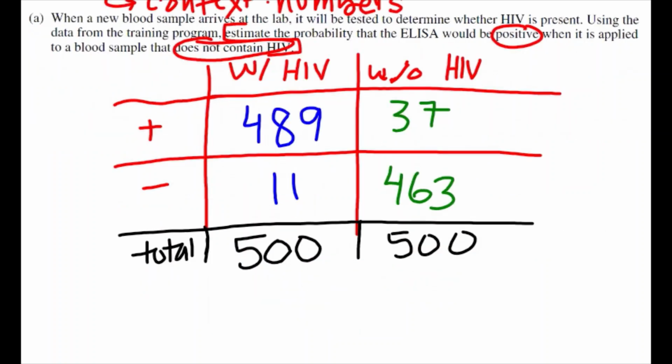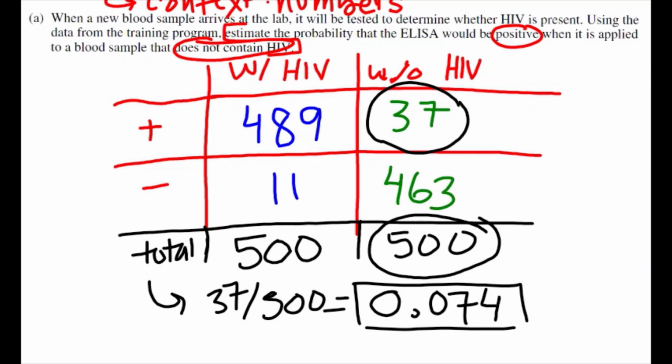Now Part A asks us to estimate the probability that the ELISA test will be positive for the blood samples that do not contain HIV. For this part, we can just refer to the chart we made and see that out of the 500 total blood samples from the non-HIV sample, 37 were positive, or are false positives, which has a 0.074 probability of occurring once we divide these two numbers.